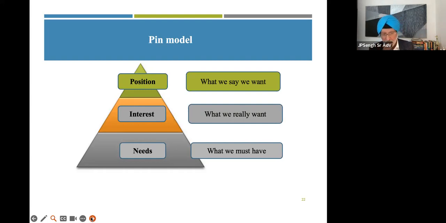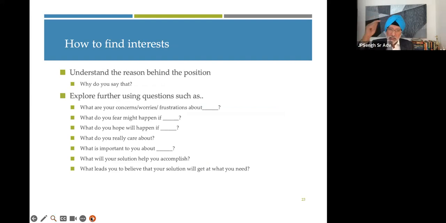Let's see the next. So therefore, positions, interests, and needs. Now, the question is how to find interests. We told you a few of the kinds of questions that you can ask. Now, look at the questions that you can use. Why do you say that? Understand the reason behind the position. Why do you say that? Why do you want the water bottle? Why do you want the orange?